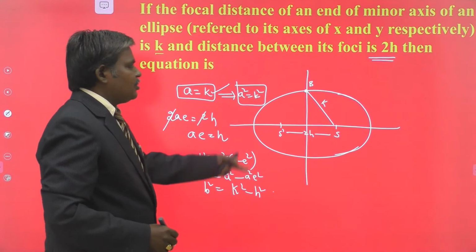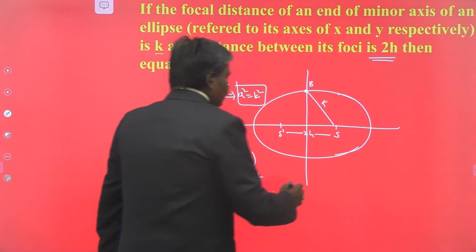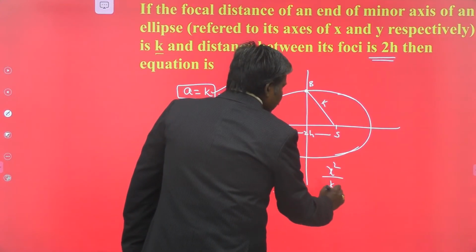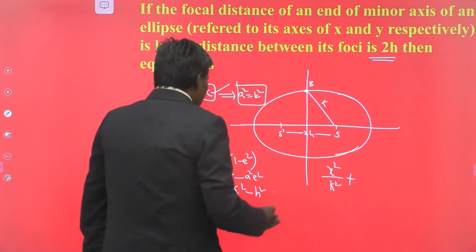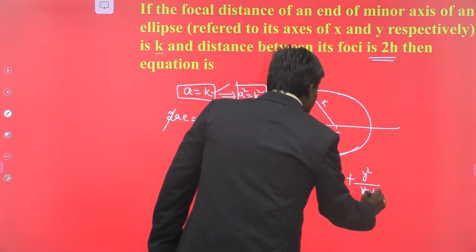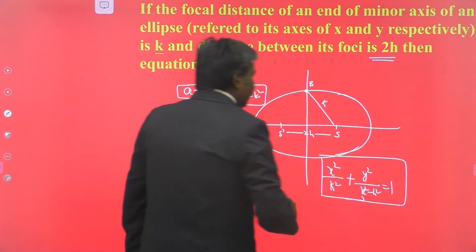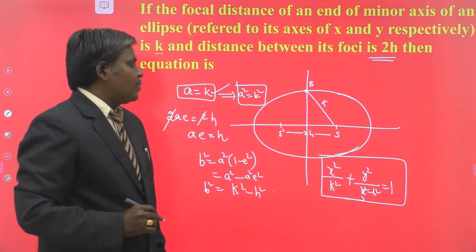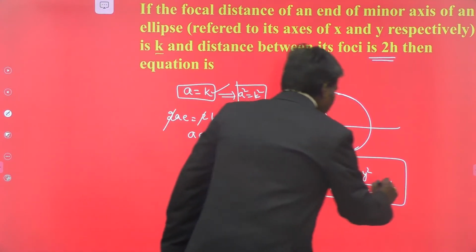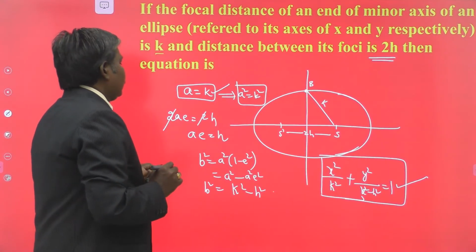After getting A square and B square, can you write the equation of the ellipse in the standard form or not? Yes, it is very easy for you. What is that? X square by A square, that is K square, plus Y square by B square, that is Y square by K square minus H square, equals 1. So your answer is X square by K square plus Y square by K square minus H square equal to 1. Okay. Next one.